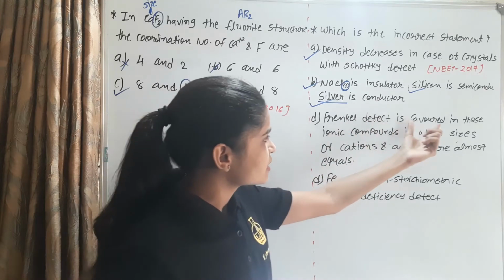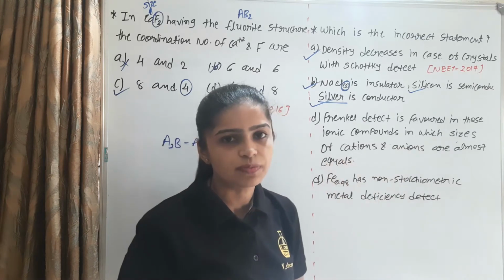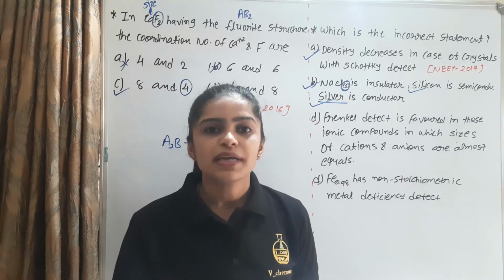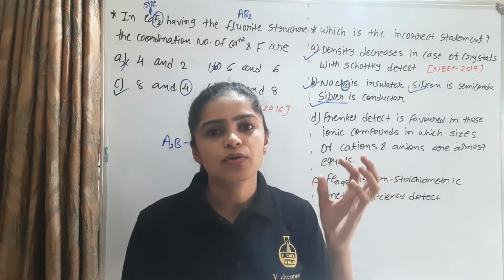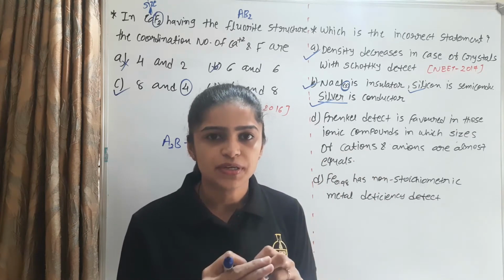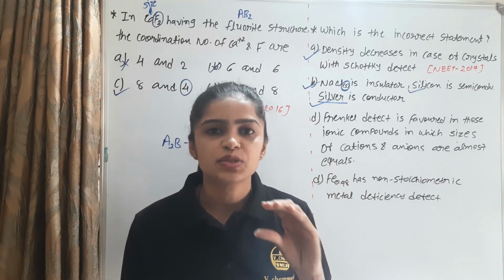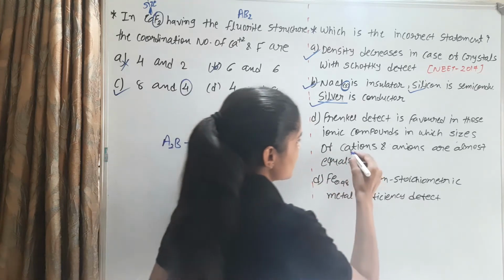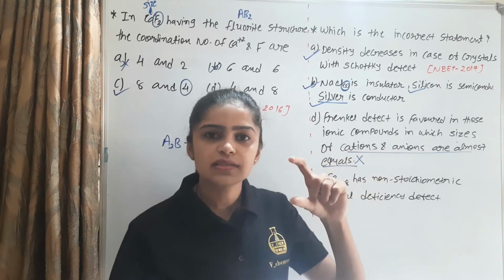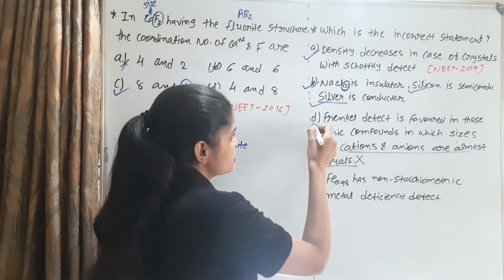Next, Frenkel defect is favored in those ionic compounds in which sizes of cation and anion are almost equal. For example, consider an A plus and B minus crystal, meaning an AB crystal. When A plus leaves its original position and occupies an interstitial position, that defect is known as the Frenkel defect. When the positive ion size is smaller, it easily occupies the interstitial position. So saying the cation and anion are almost equal is wrong, because the cation size is smaller than the anion, so it easily occupies the interstitial position. So this is wrong.